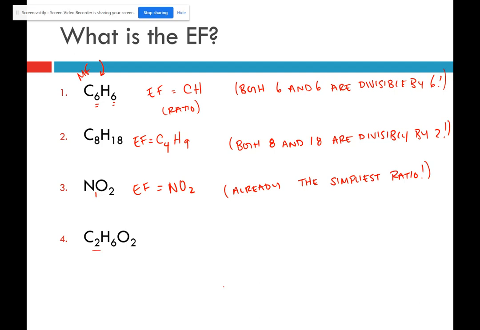We have something here like C2H6O2. So 2, 2, and 6 are all divisible by 2. Okay, so in this case, the empirical formula would be C1H3O1, but we know that we don't actually write those ones. We leave it blank, and the reader assumes that they're there. So the simplest ratio would be for every 1 carbon, there's 3 hydrogens and 1 oxygen. So those are the empirical formulas. Remember, they're telling us the simplest ratio in which those elements combine.